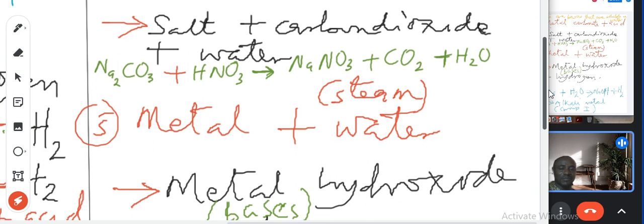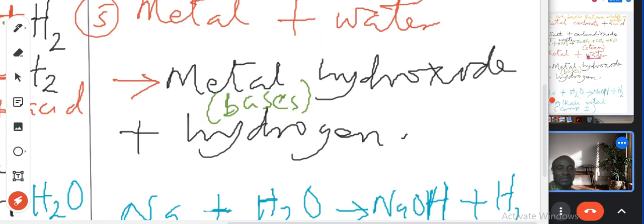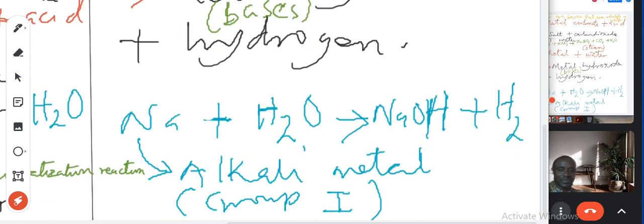All right. Very quickly, metal plus water. Some metals plus water, especially when the water is hot, like steam, gives metal hydroxide plus hydrogen. Of course, metal hydroxide is a base. So something plus H2O is something plus H2. It's like sodium plus water gives sodium hydroxide plus hydrogen. Did you get that? And sodium is an alkali metal, group 1. You understand?